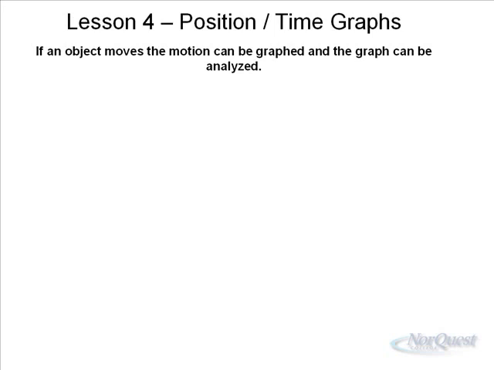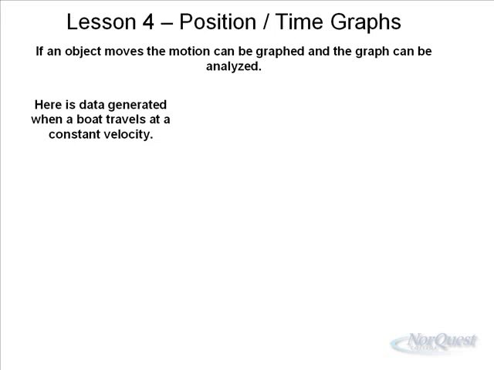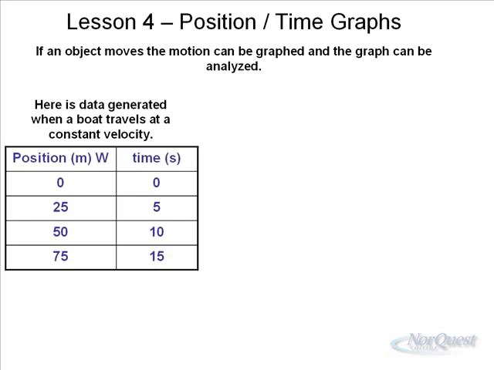an object. Here's data generated when a boat travels at a constant velocity. Now, assuming that it has a running start and it goes by a certain marker at a certain speed, at 0 time, as it crosses past the marker, it has gone 0 distance. After 5 seconds, it will have gone 25 meters west, as the chart indicates. After 10 seconds, 50 meters. After 15 seconds, it's gone 75 meters.